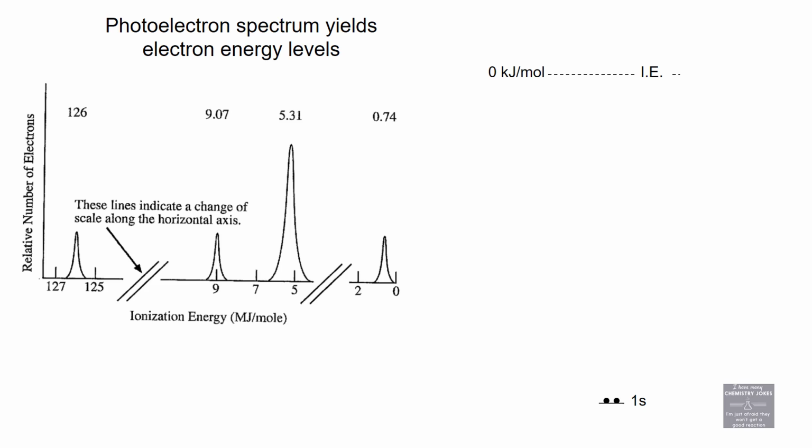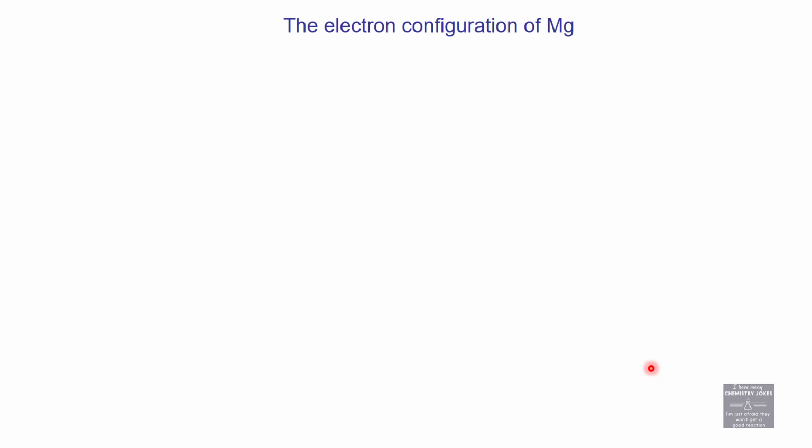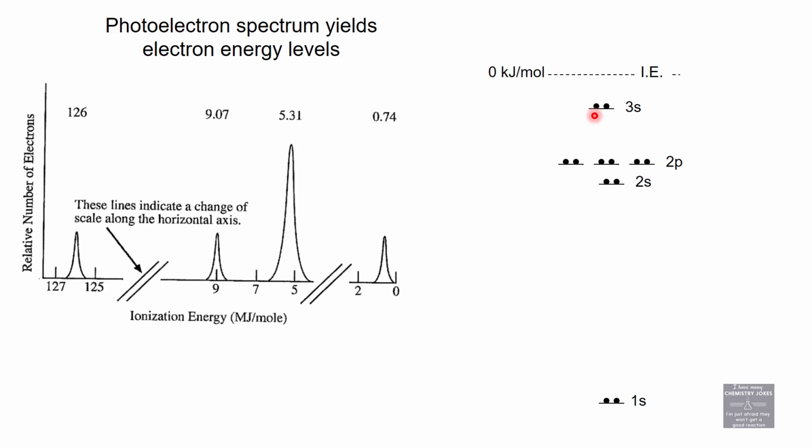That's those over here at 126. 2 electrons in the 2s subshell. 6 electrons in the 2p subshell. That's this tall one at 531 ionization energy, megajoules per mole. And then this last one, 2 electrons in the 3s subshell. So there were 12 electrons total in this thing. It's magnesium. If we were to write the electron configuration, so this back here is an energy diagram.